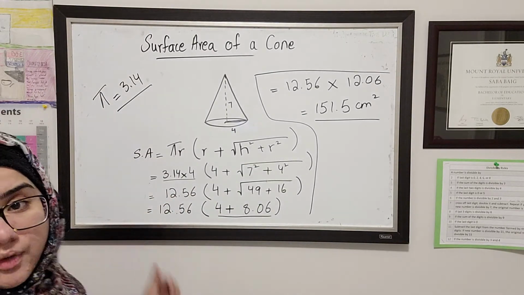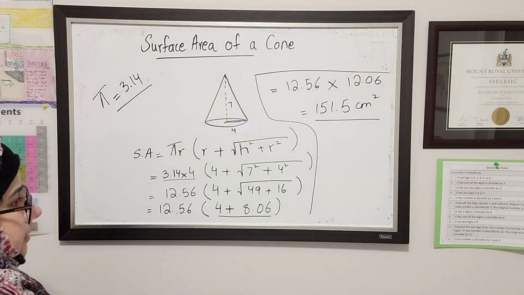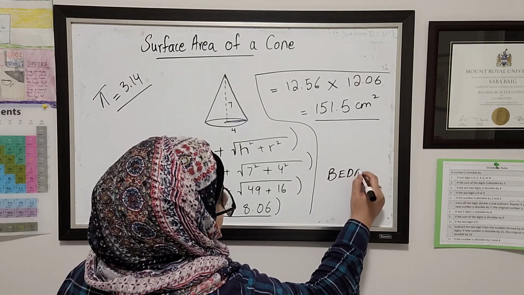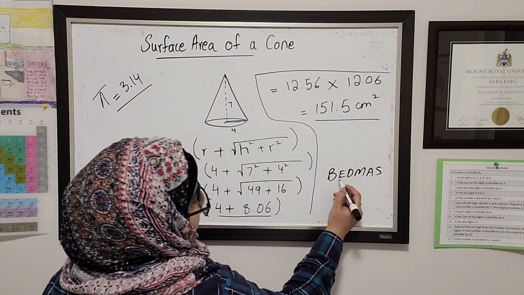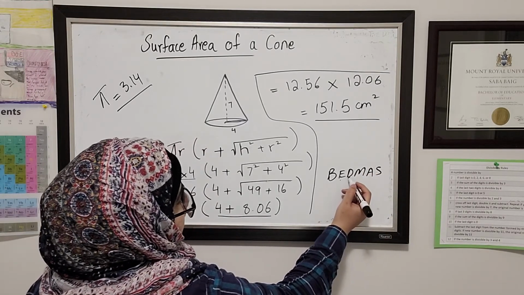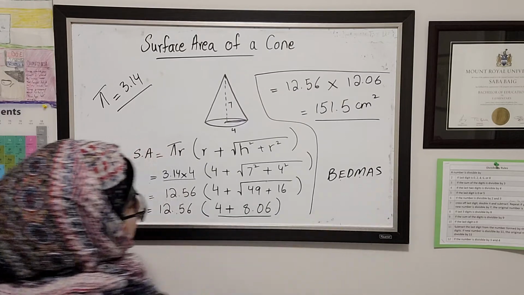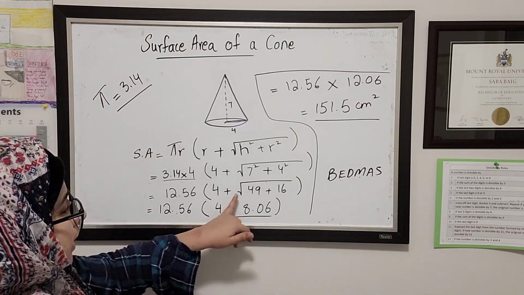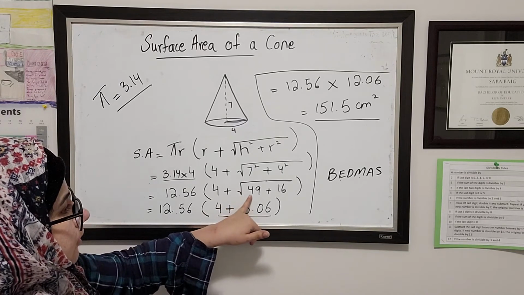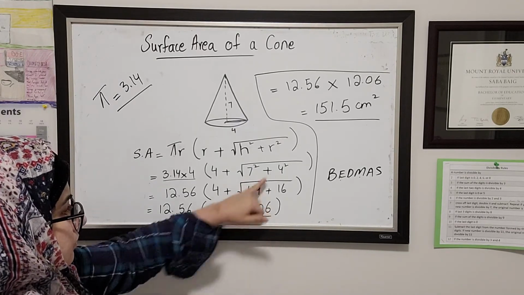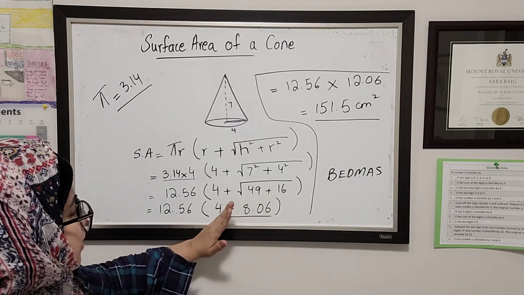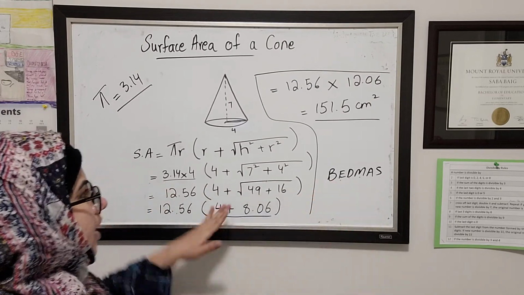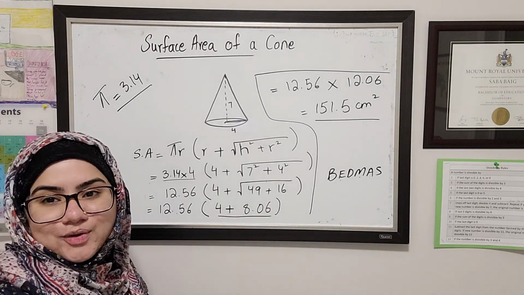If you follow the correct order of operation, that's BADMAS: bracket, exponent, division, multiplication, addition, subtraction. So you can solve the bracket, but here we need to solve the exponent, right? So follow the rule, and there's no way you're going to get the wrong answer.